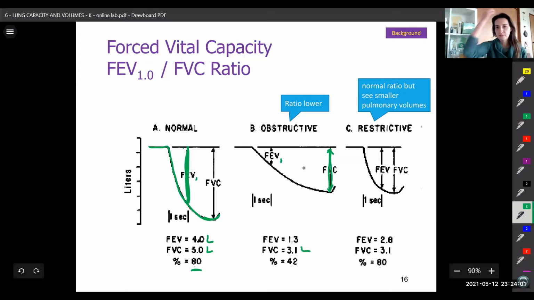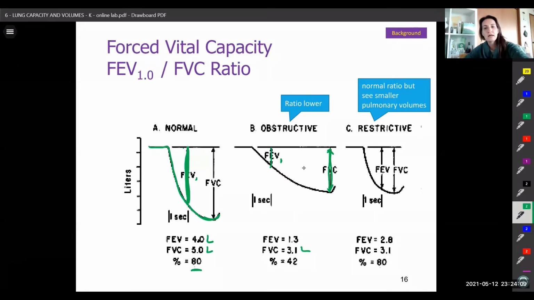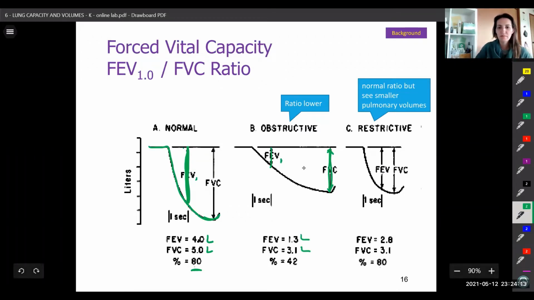we put a little 1 there. The forced expiratory volume in that first second, we determine where that first second is along that time scale, and we get that volume, let's say it's 1.3. And we divide those numbers, 1.3 by 3.1, and we get something like 42%, right? Which is much lower than our 80%. And restrictive disorder.